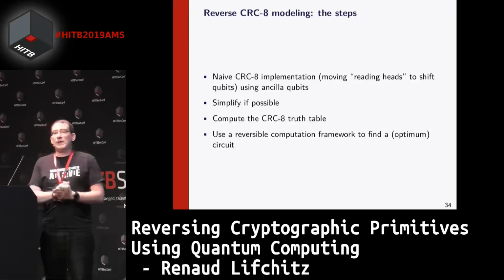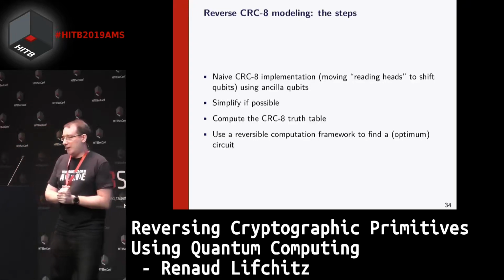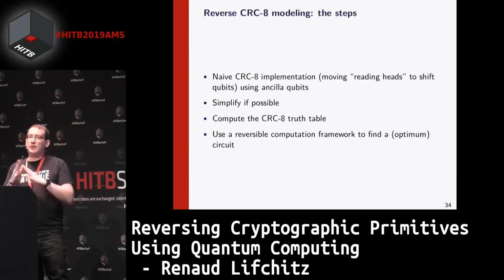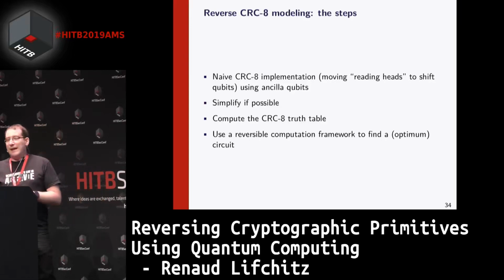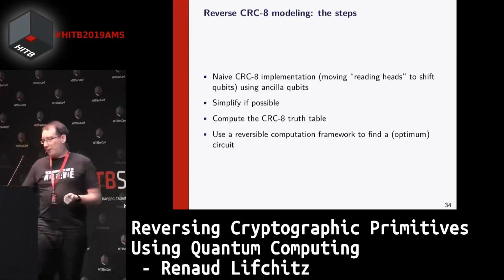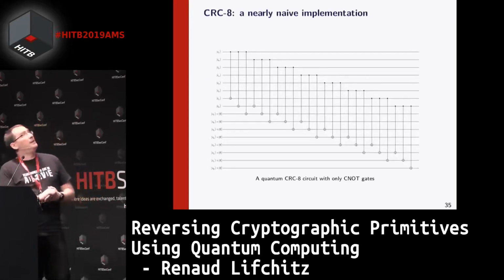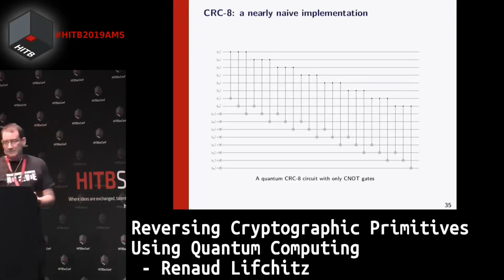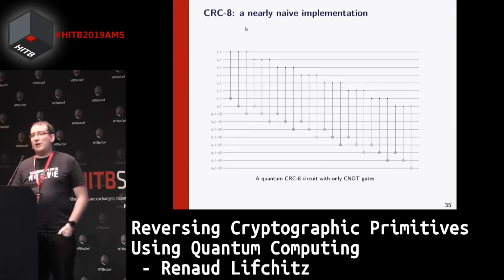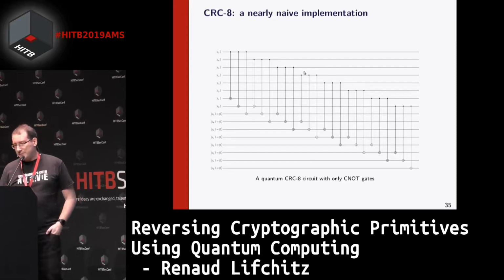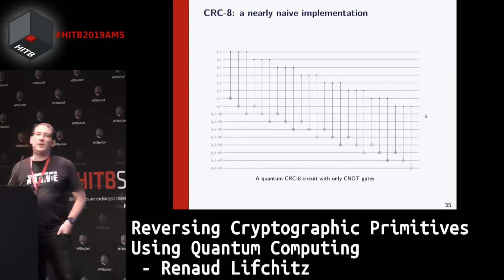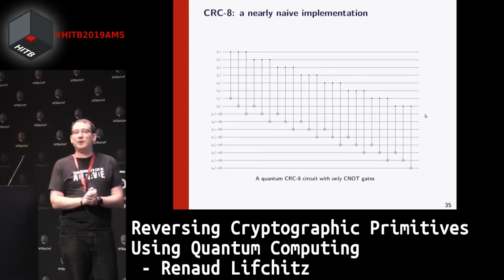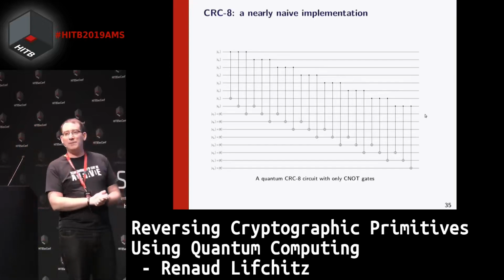If you model the CRC8 function very naively, you will, for example, find this solution, which uses only CNOT gates, but you have a lot of them: 9, 12, 15, 18, 21, 24. With 24 CNOT gates, you can model the CRC8 function.